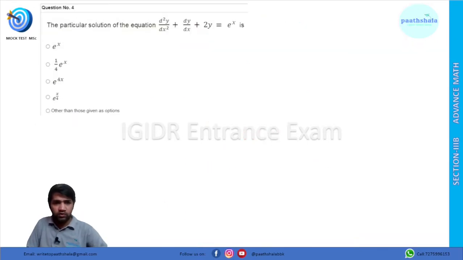Now let's move to the next question. We have to find the particular solution of this equation. So here look at this term. So here particular solution will be, let's say, a e to the power x. So y dash will be a e to the power x. Y double dash will be a e to the power x.